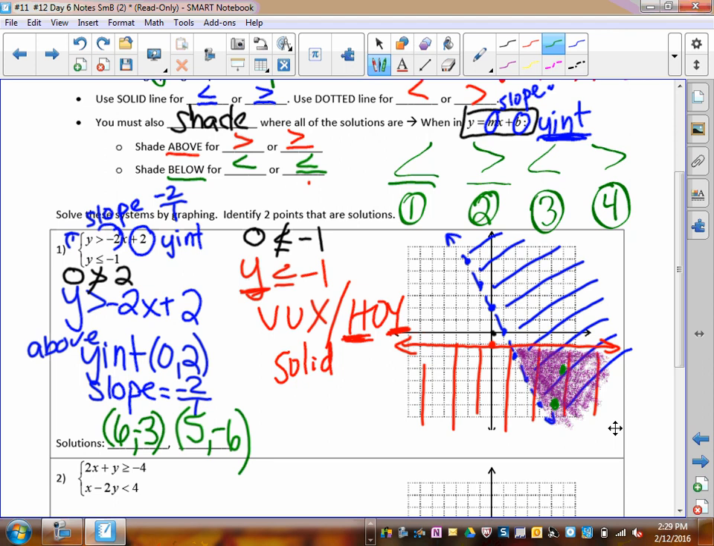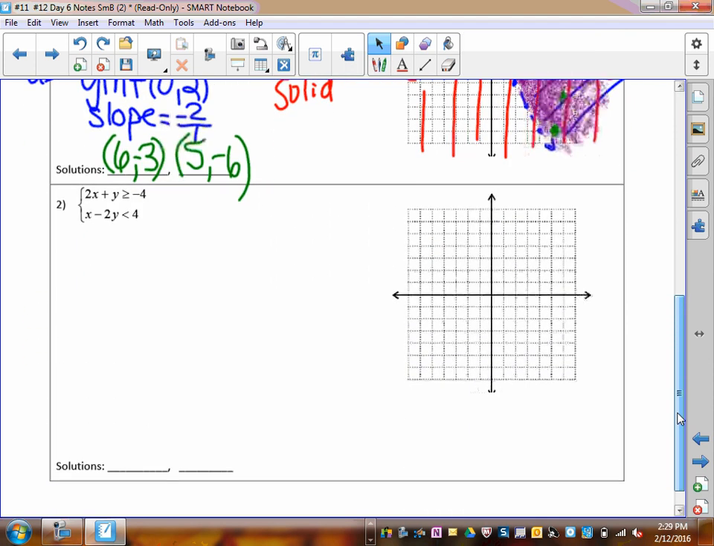All right. Questions so far on this? Okay, so this is your bare basics. Now let's take a look at number 2. Has a little bit more work with it. All right. Do we know how to graph my first equation, 2x plus y is greater than or equal to negative 1? Right now, as it is, can you graph it? No. What do we have to do? We have to solve for y and change it into y equals mx plus b.